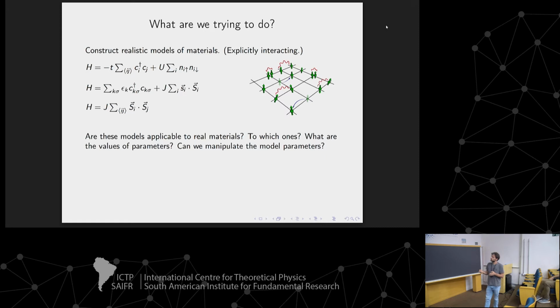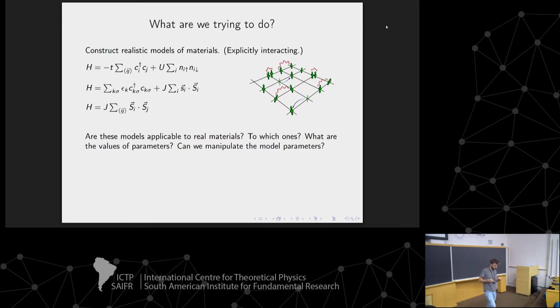Okay. Moreover, we want to know what are the values of these parameters here and how in practice can we manipulate these parameters to go, for instance, from one phase to another, okay? So this is the kind of thing that we are interested in doing here.